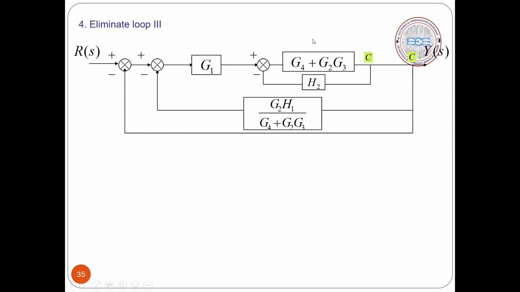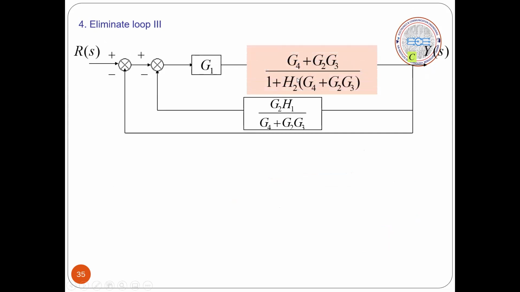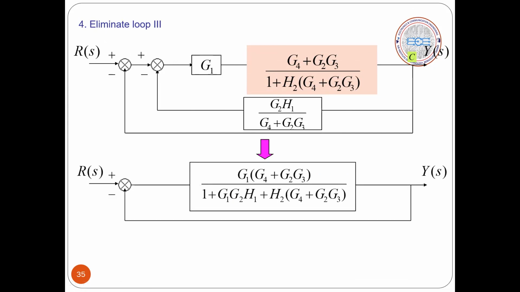So this is the loop we have to simplify, and these blocks which were in cascade we have taken. This is what in the last slide we marked to simplify, and I'll get one single block now. So this and this are in cascade. You can multiply these two blocks, and again one inner loop will be formed, a negative feedback loop, because I have a minus sign, that you have to simplify. So you will get this one single block after simplification.